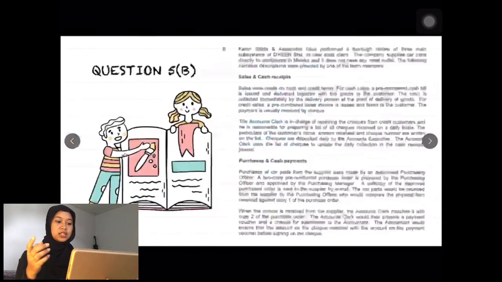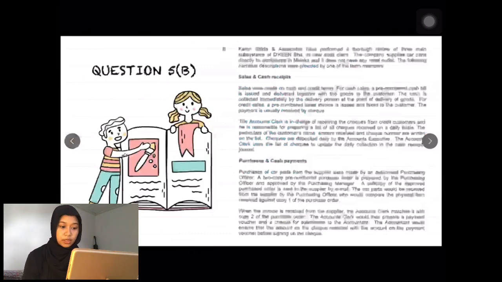Okay. The question said that Karen, Shida and Associates have performed a thorough review of 3 main subsystems of Dickens Berhad. Dickens Berhad is a new audit client. The company supplies car parts directly to workshop in Melaka and it does not have any retail outlet. The following narrative description were provided by one of the team members. So I'll be reading the sales and cash receipt cycle only. I hope you guys can read the others.